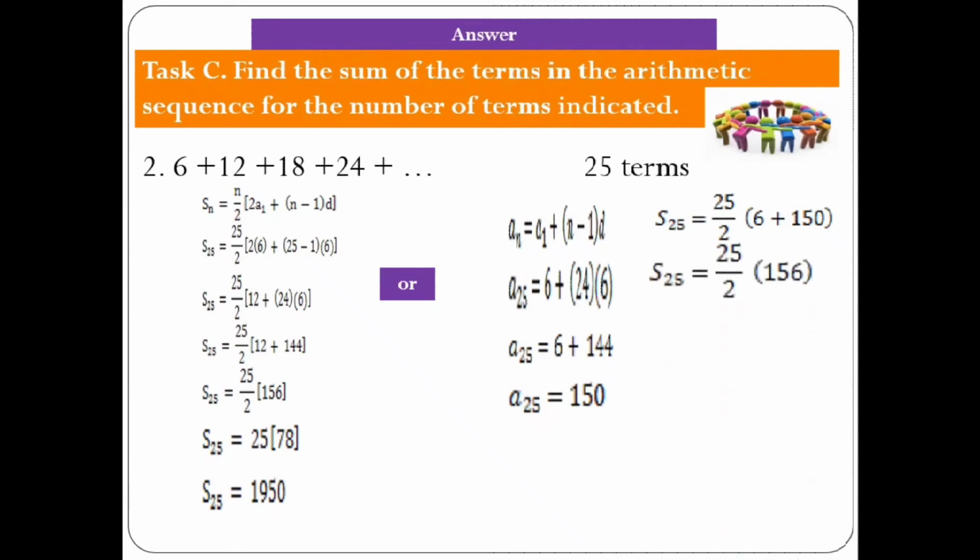By substitution, we have 25 over 2 times 6 plus 150, which is equal to 156 times 25 over 2. So 25 times 78 is still 1950. We can use either of the formulas to solve for the sum of the given sequence.